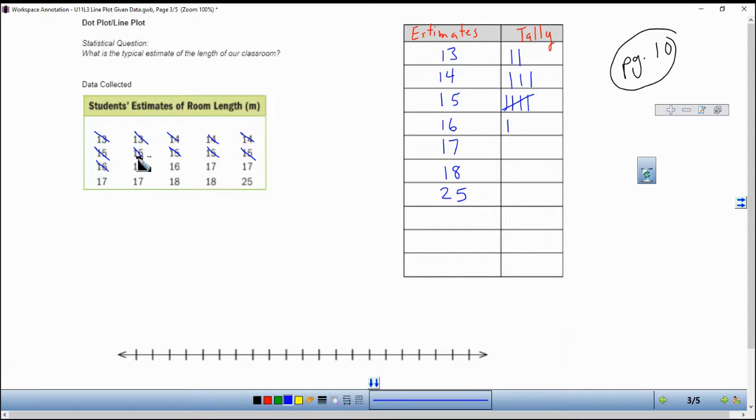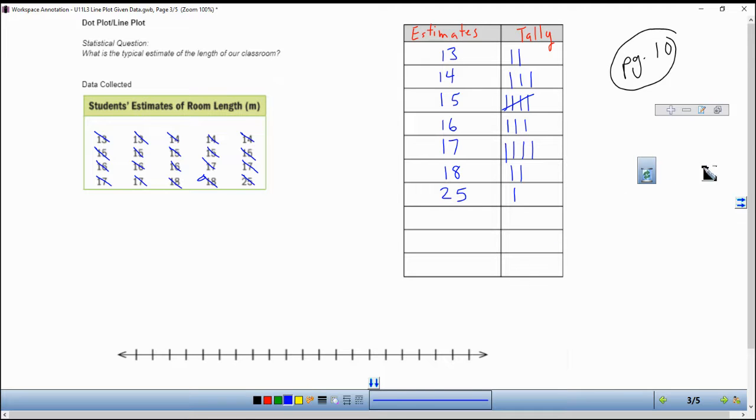16 tally, 16 tally, 16 tally. 17 tally, 17 tally, 17 tally, 17 tally. 18 tally, 18, and then 25. Okay. Perfect.